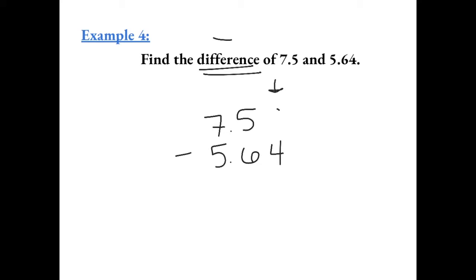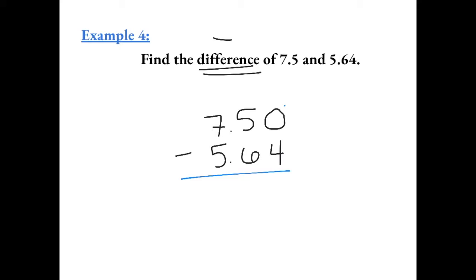Example 4, find the difference of 7.5 and 5.64. So the difference means that we're going to be subtracting. So we still have to line up the decimals. So we have 7.5 minus 5.64. Now in this empty space, we can add a 0 to fill in the empty space and line up all the numbers. Now we're going to subtract.